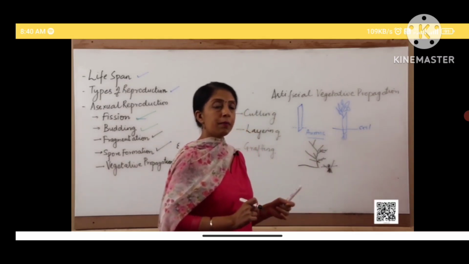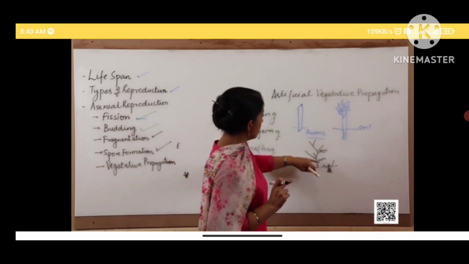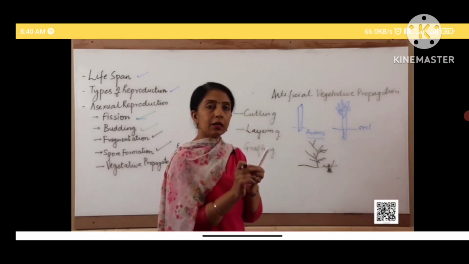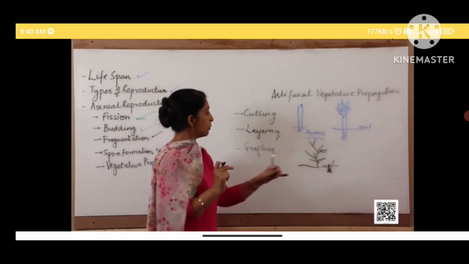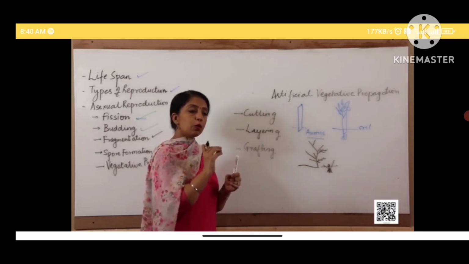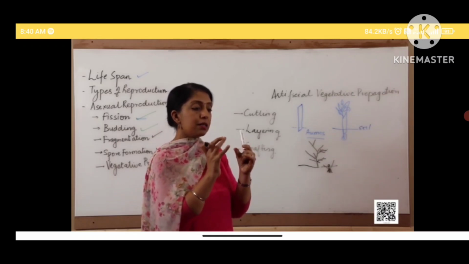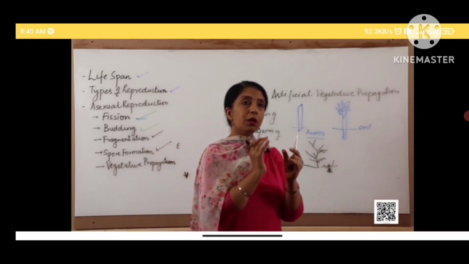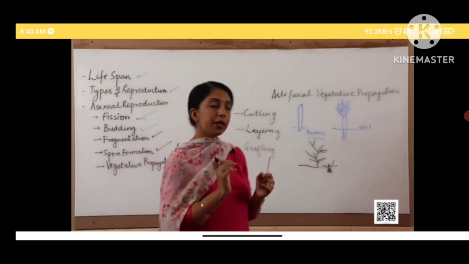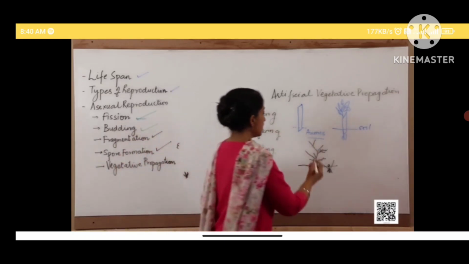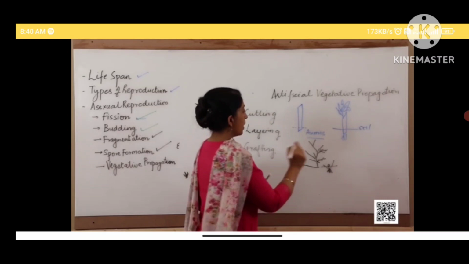Before the branch is covered in the soil, a small cut or incision is made on the branch so that root formation can be easily done, and the branch is able to come in contact with the soil more easily. This is a simple kind of layering. Another kind of layering is air layering.